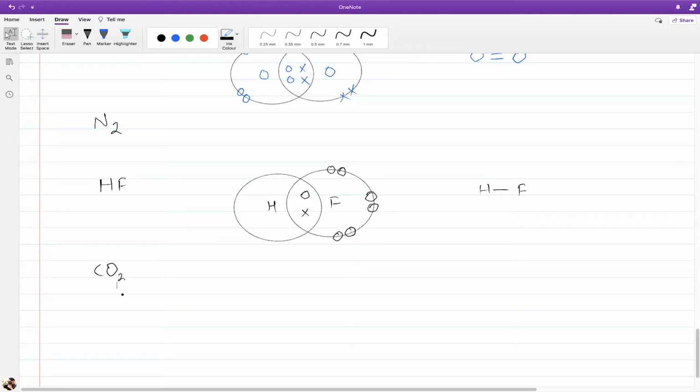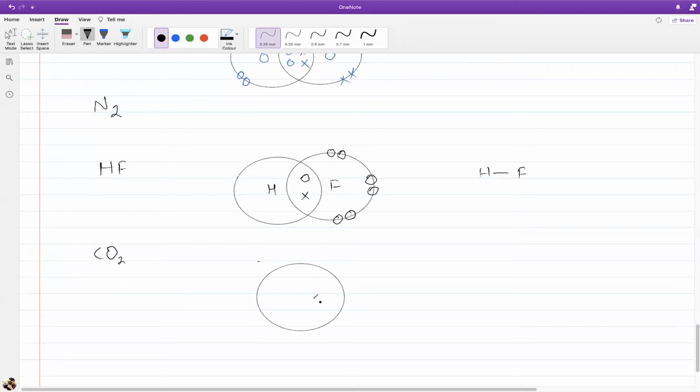So placement in periodic table is important. Carbon is in group 4, which means it needs 4 electrons. Oxygen is in group 6, which means it needs 2 electrons. So who needs more? Carbon needs more. Okay? So pay attention. Remember, the one that needs more electrons goes in the center. So over here, we will have carbon going in the center.